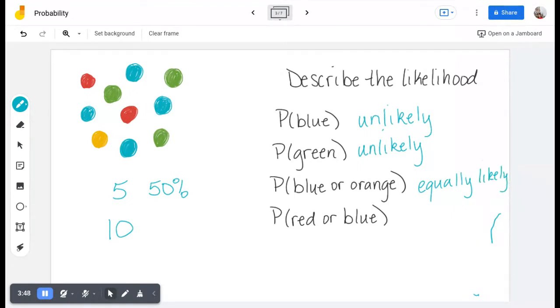The next one says probability of a red or a blue. I see 2 red and 4 blue. That's 6. That's more than the halfway mark. So that I would describe as likely. If I had asked you the probability of getting a black, none of them are black. So that would be impossible. There's a 0% chance. If I had said the probability of getting a red, blue, green, or orange, that would be certain because those are the only possible choices there.